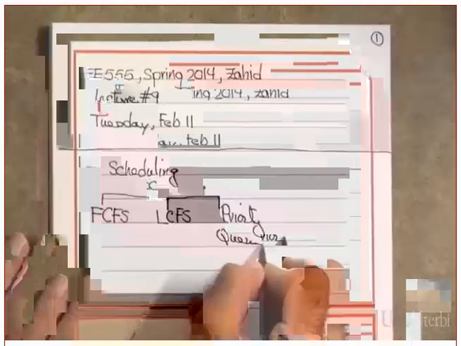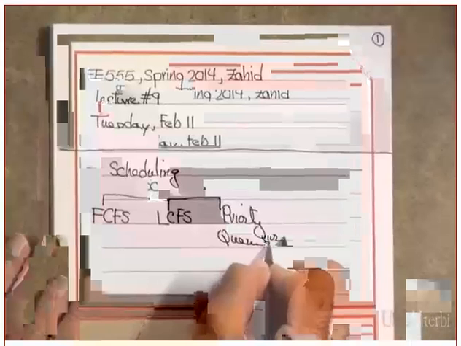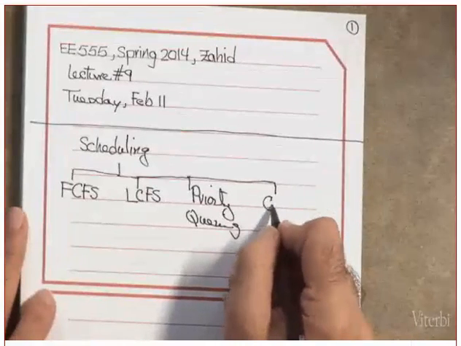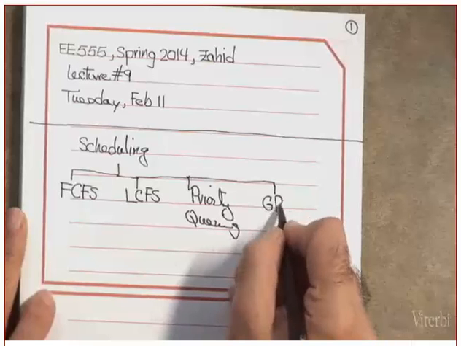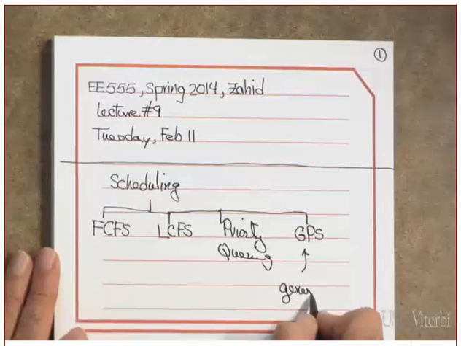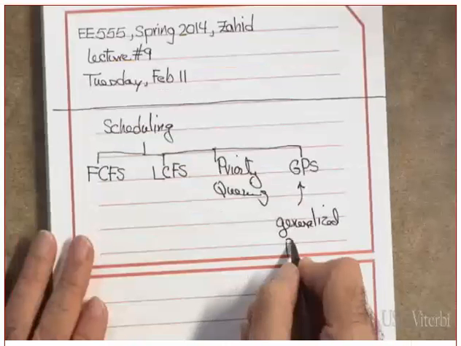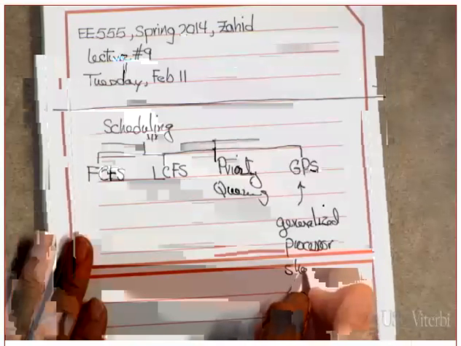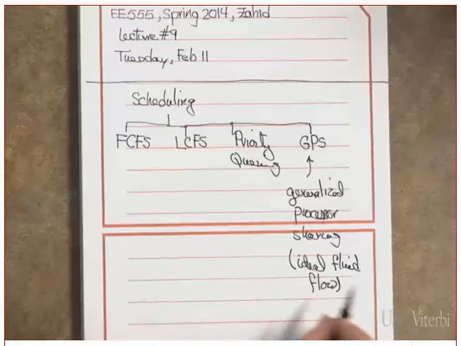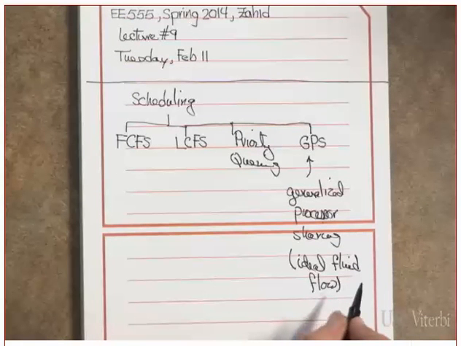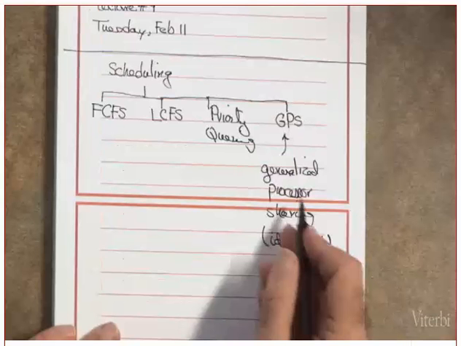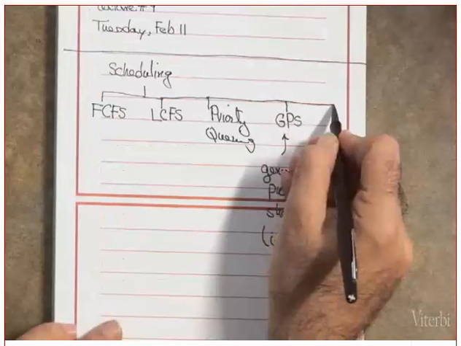In a minute we will look at what is known as GPS, which stands for generalized processor sharing, which is the ideal. This is what is known as ideal fluid flow. When I say ideal fluid flow, what does it mean? I cannot implement it, as you will see in just a second. We try just to emulate this. And then we will look at what is known as fair queuing and weighted fair queuing.